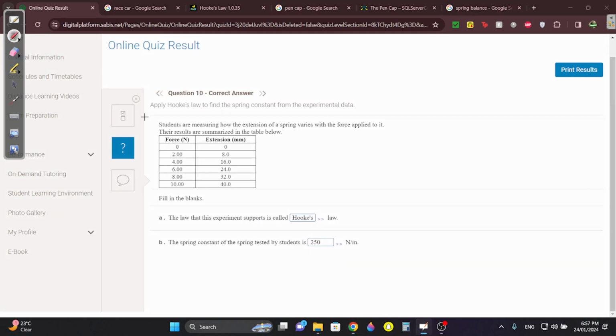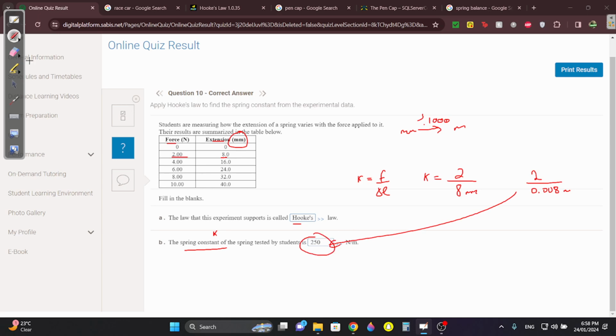Question 10. When you're relating force with extension, you could say elongation actually. We said this is Hooke's law, right? And then it asks, what's the spring constant? K. And what do you want? K equals F over delta L. Okay, K equals the force. Let's take the first one, 2 divided by, this is 8 millimeters. We have to make it into meters. How do we do that? Millimeters to meters, you divide by 1000. So it's going to be 2 over 0.008 meters. You divide this and you're going to get 250 newtons per meter.